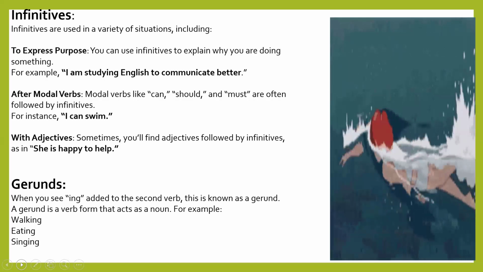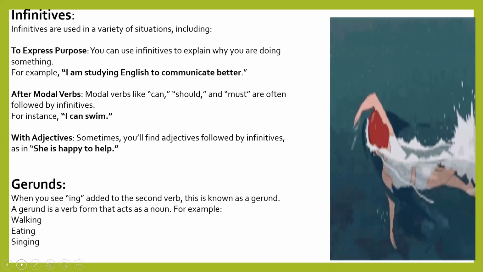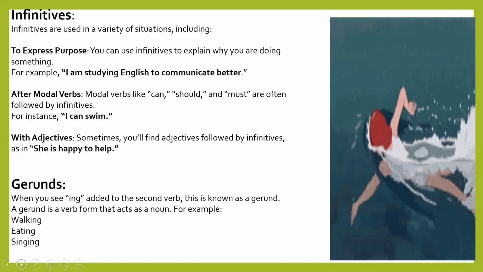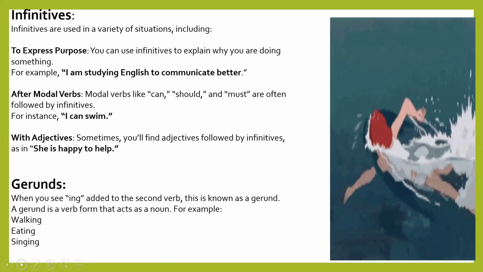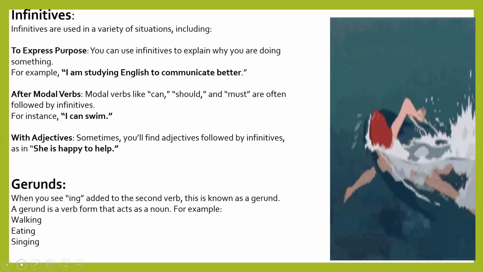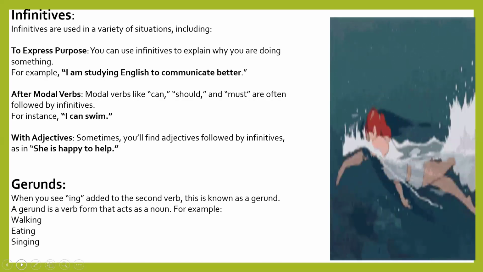About gerunds, we form gerunds by adding ing to the verb. Adding ing to the verb is known as a gerund. A gerund is a verb that acts as a noun. For example, when we use them at the beginning of a sentence: walking, eating, singing.